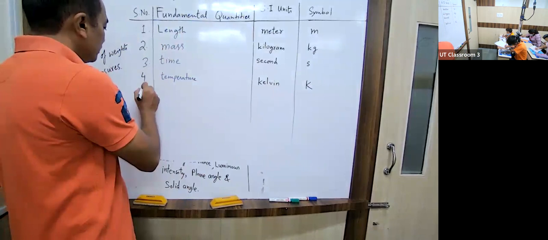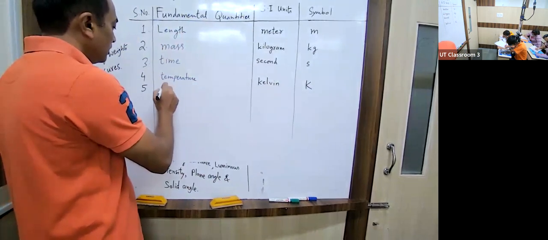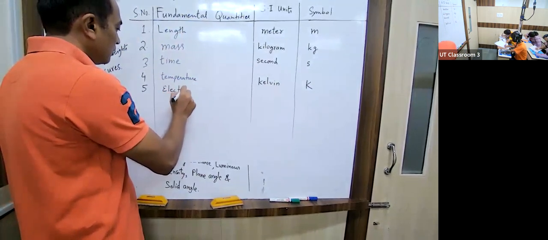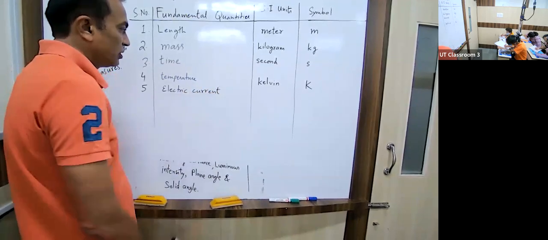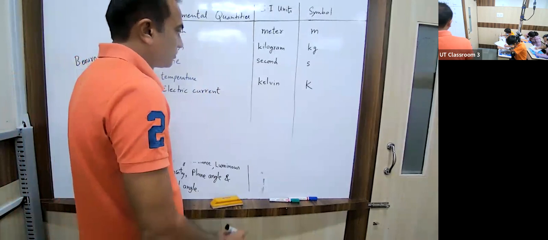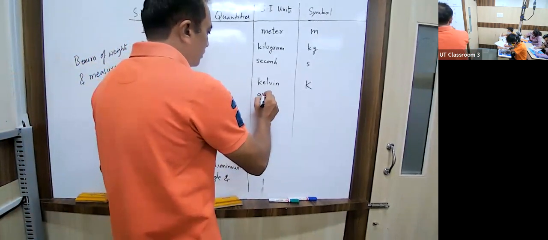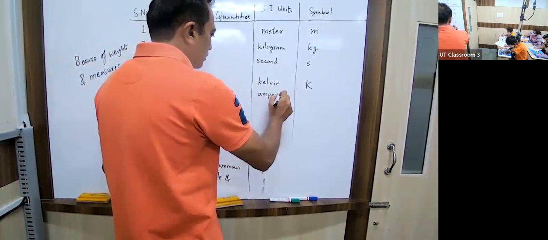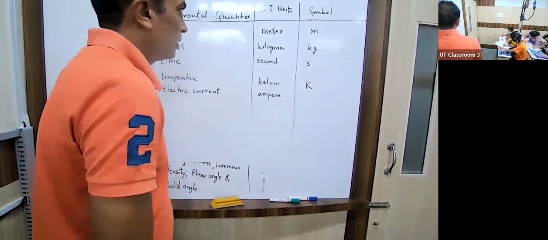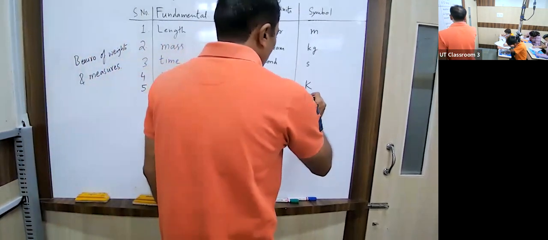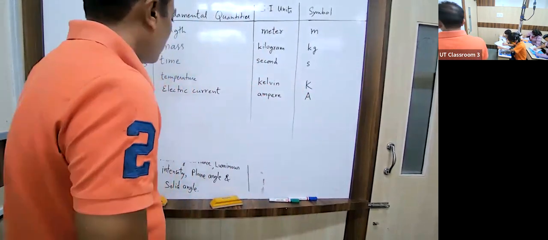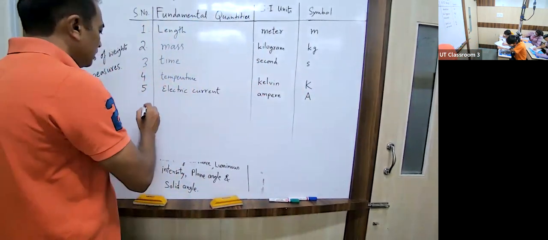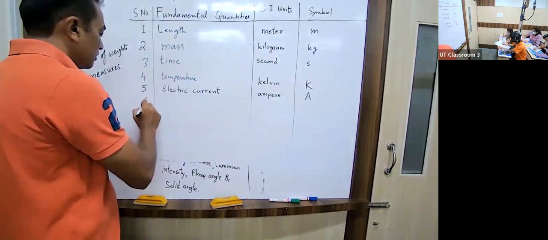Then fifth, electric current. What is the electric current unit? It's ampere, and the symbol is A.